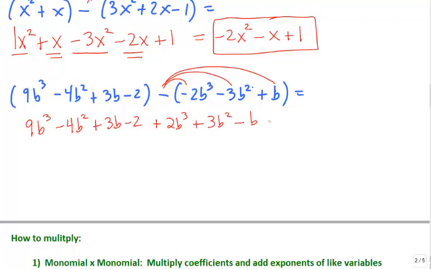And now I look for my like terms. So I'm going to start with my b cubed term, which would be here and here. So that's a 9 plus a 2, which would be 11b cubed.